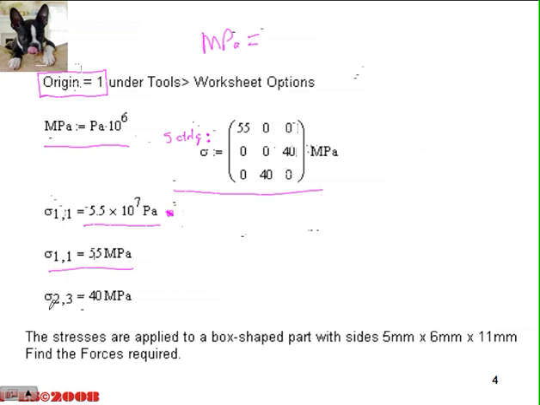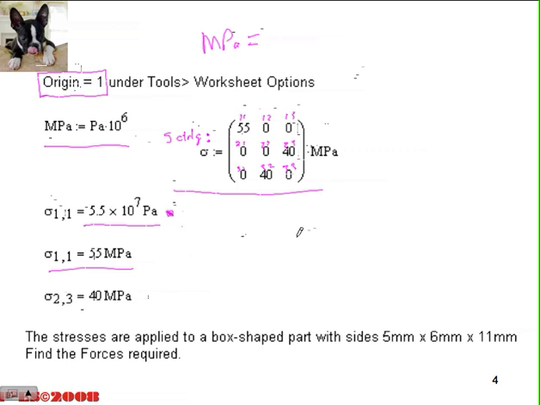Okay? If I want sigma 2, 3, right? So this was sigma, S Control G, 2 comma 3 equals 40. I filled the placeholder box and it gave me 40 MPa. It was pulling from the second row, third column. Remember, this one is 1, 1, this one is 1, 2, this one's 1, 3, 2, 1, 2, 2, 2, 3, 3, 1, 3, 2, 3, 3.